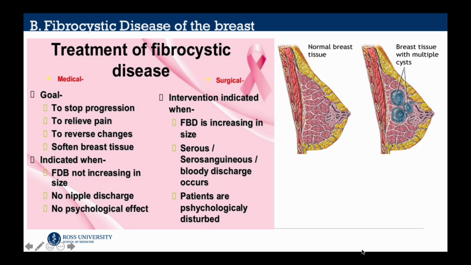Fibrocystic disease. This is the presence of multiple cysts in the breast tissue. Management can be medical or surgical. When is medical management indicated? It is indicated when the fibrocystic breast is not increasing in size, when there is no nipple discharge, or psychological effect. With medical management, the aim is to stop progression, relieve pain, soften breast tissue, and hopefully reverse changes.